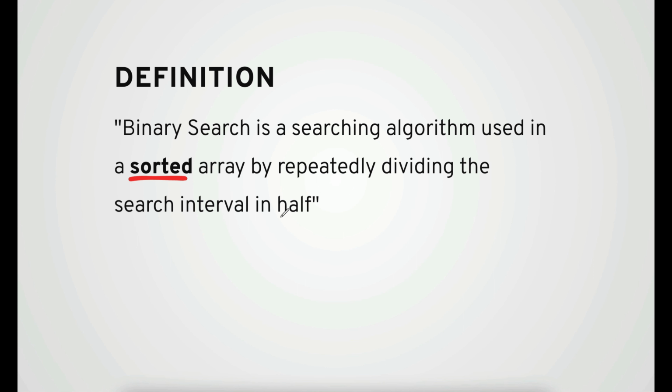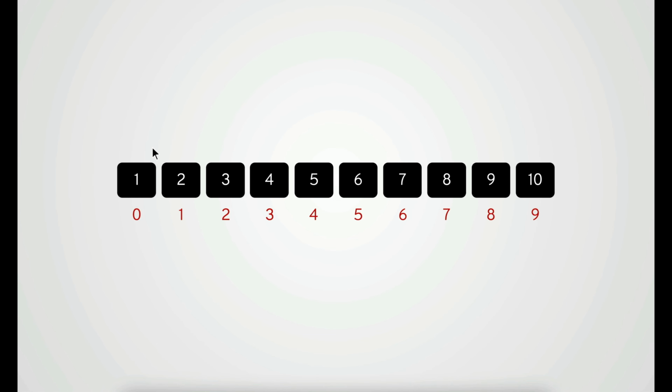So if you have, for example, 10 items, on the first iteration, it will eliminate 5 of them, and then 3, and then 1, and then you will have the element. We will look at that as a visual example. So let's say we have 10 elements, and let's say we want to find the number 7.